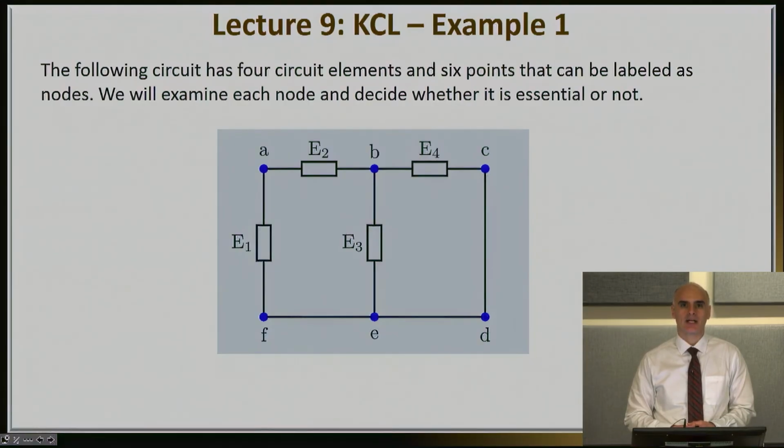This is a circuit that has four devices, labeled anywhere from E1 to E4. And the blue dots essentially represent every part of the circuit that some of you may have labeled as a node. So there is node A, B, C, D, E, and F. And I would like to discuss with you right now which of those nodes are essential and which ones are not. First of all, I'd like to invite you to do this before you watch the rest of the video.